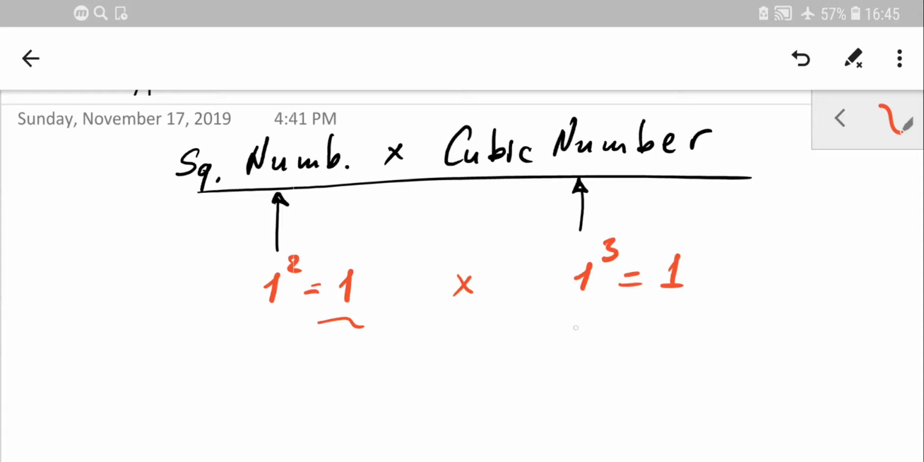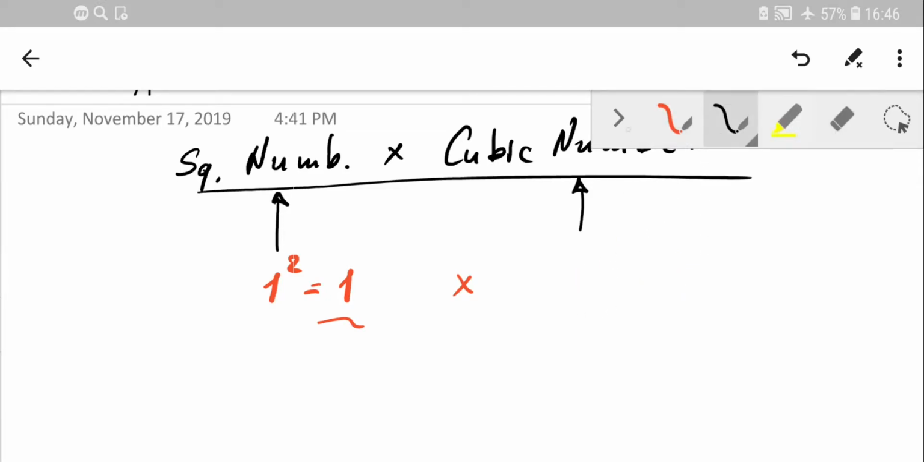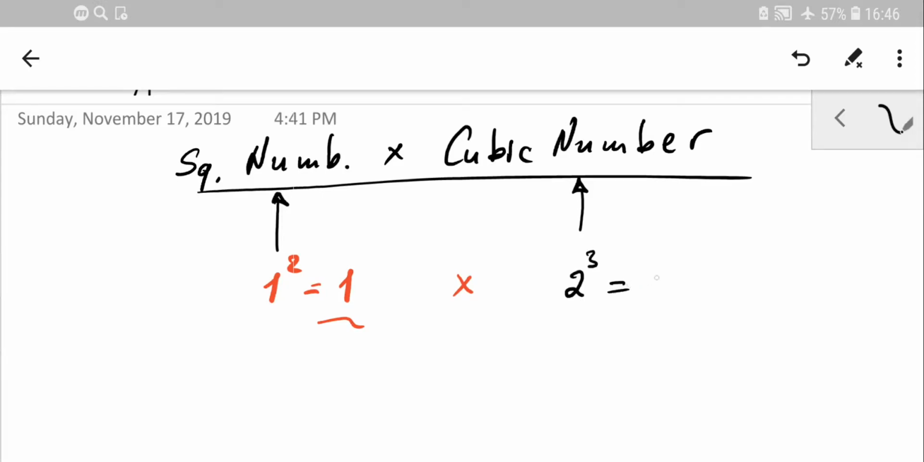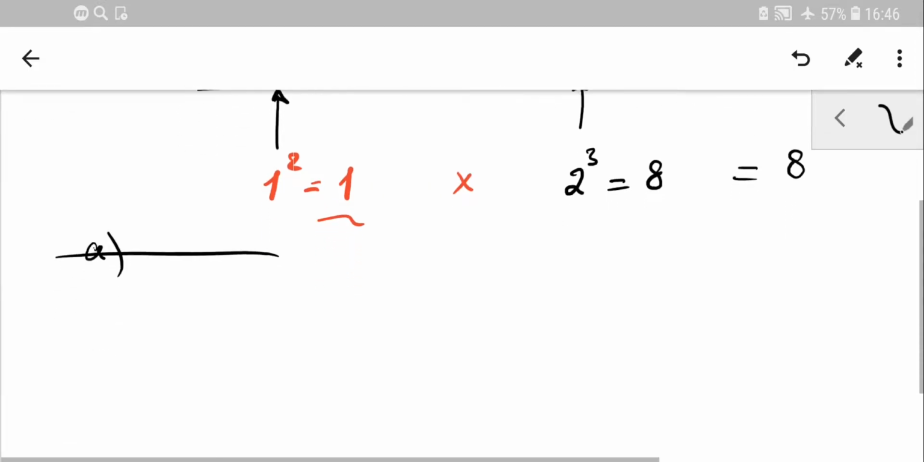Or you can test with 1 as a square number, and instead of 1 cubed, you can take, let's say, the cubic number 2 cubed, which is 8. If you multiply them, the total result will be 8, and that's definitely a cubic number. So statement A, always a square and never a cube, is definitely false, so we eliminate A.